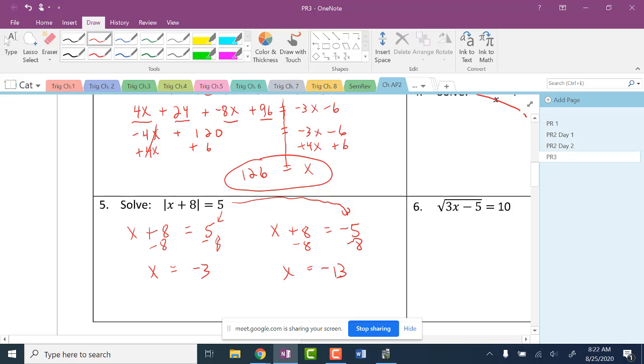Then when you plug this in, how does this work? When I plug in negative 13, I get negative 13 plus 8, which is negative 5, but the absolute value of negative 5 is 5. So 5 equals 5, it works. Plug in negative 3, you get 5. Of course, the absolute value of 5 is also 5. All right, so that's why these are the two cases that work.